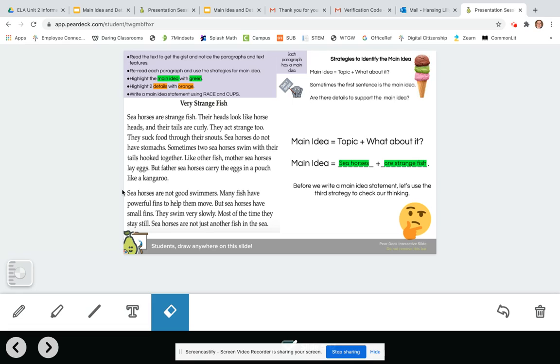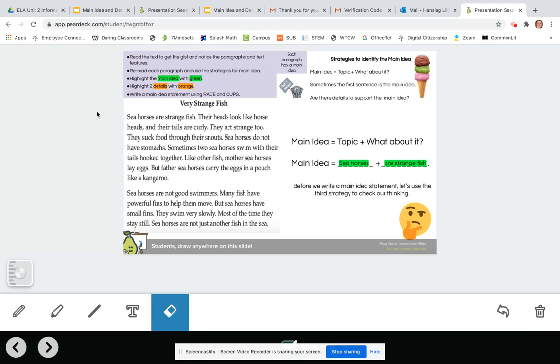Seahorses are not good swimmers. Many fish have powerful fins to help them move, but seahorses have small fins. They swim very slowly. Most of the time, they stay still. Seahorses are not just another fish in the sea.